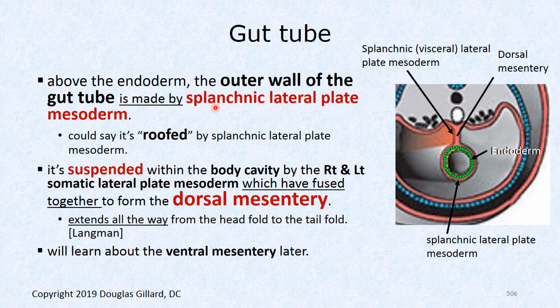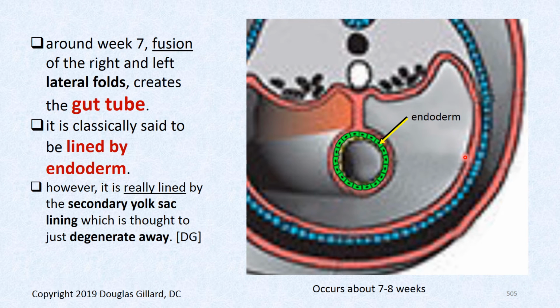The outer wall of the gut tube is made by, what is it made by? Let's blow this back up. The inner wall of the gut tube is made up by endoderm. What about the outer wall, or the roof? It's roofed by what? Well, we already said that's the lining of the body cavity, so it's the same stuff. That splanchnic lateral plate mesoderm that lines the gut tube.